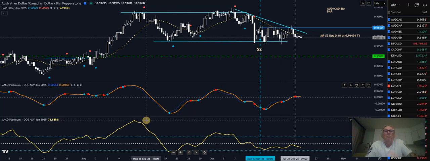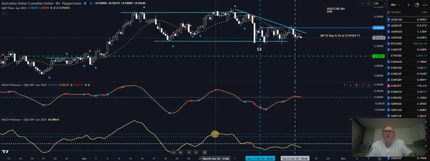My main style of trading on this is the dollar cost averaging based on the QQE Advanced overbought oversold. So this bottom indicator is a QQE Advanced. Basically when it goes above the 60 level, that's the top blue line, I'm looking to sell, and when it goes below the bottom blue line, which is the 40 level, I'm looking to buy.